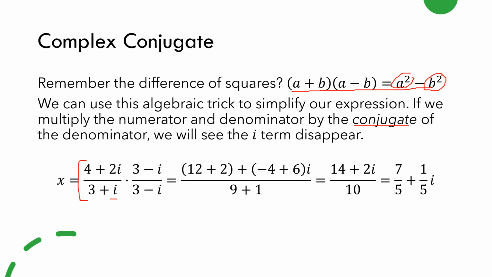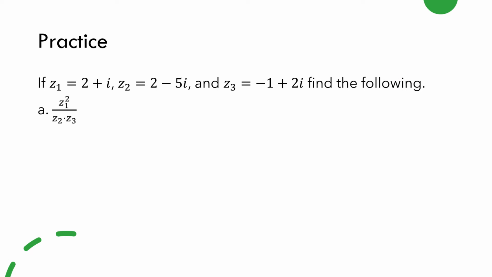In the bottom, we get 3² - i², which is going to be 9 + 1. On the top, we just simplify our multiplication. Going on further, we get the same answer we had before, 7/5 + 1/5 i. So it worked. That's the trick we're going to use, multiplying by the conjugate of the denominator. Let's go ahead and try another example.